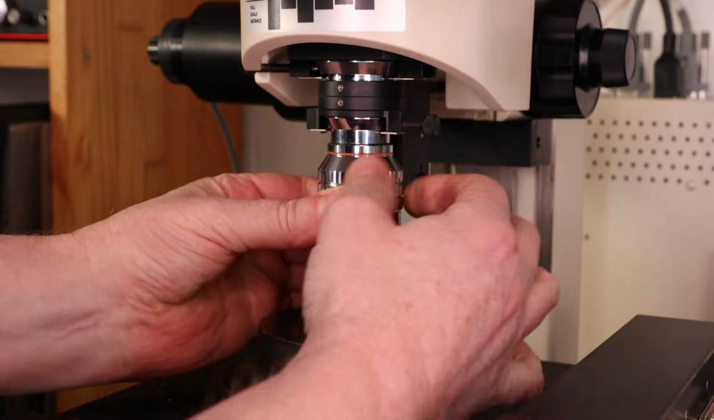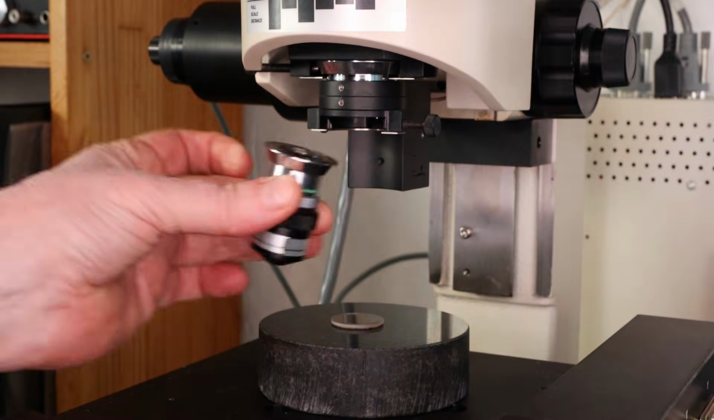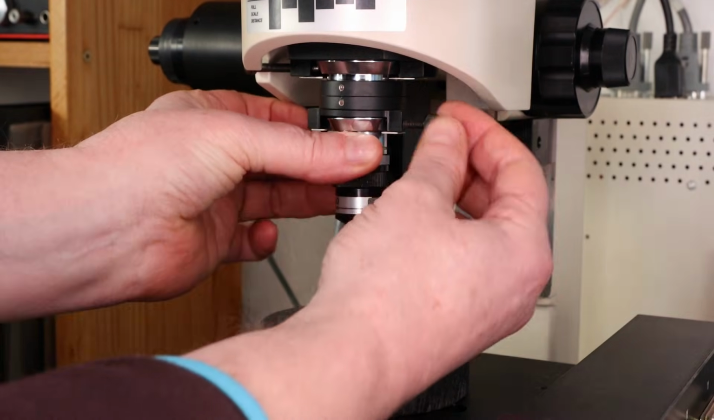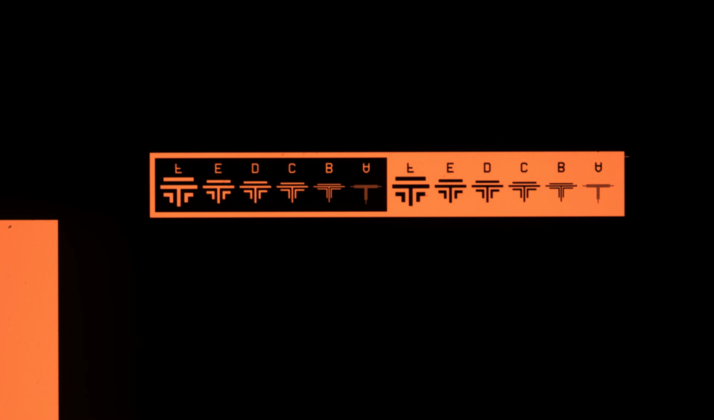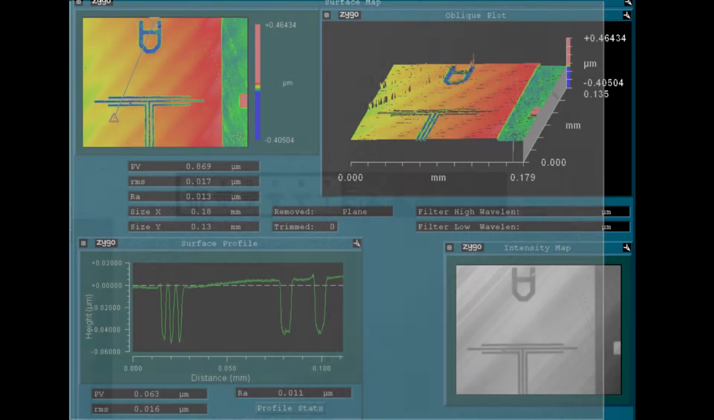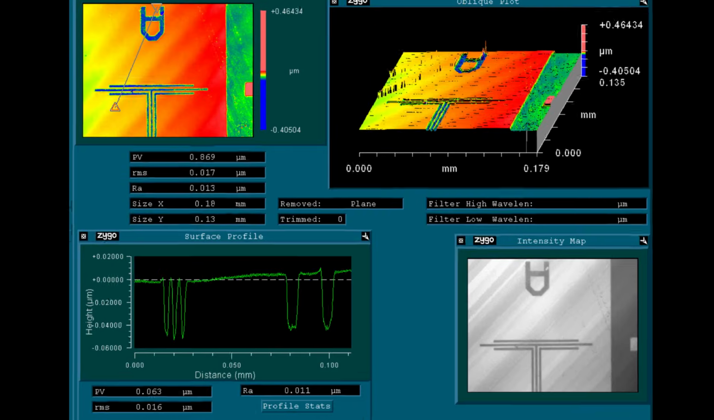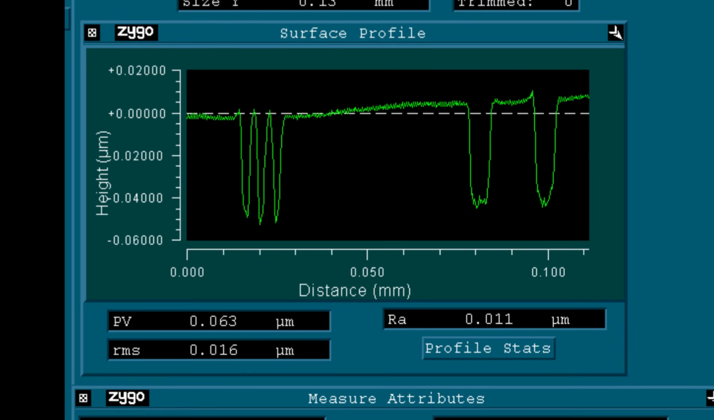So let's exchange the Michelson objective for a Mirau version and take a look at the smallest test patterns in the corner and see if we can make out any details. I'm just going to quickly show you the result of the measurement with a height map. The measurement shows a similar chromium layer thickness, in this case 50 to 60 nanometers, but we can now measure these values over lateral distances of only a few microns, which personally I think is also pretty cool.